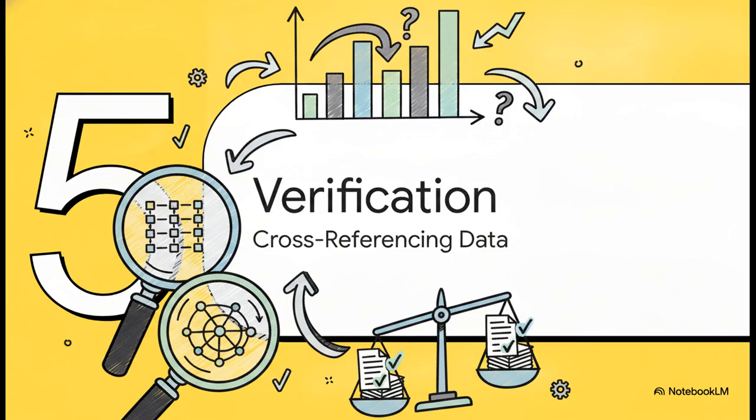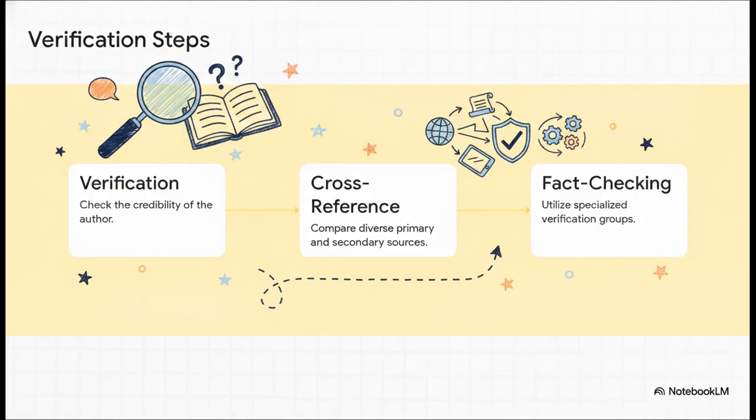Finally, Section 5, verification and cross-referencing. Because this data is incredibly powerful and, let's be honest, easily manipulated, just finding it is only the beginning. You can't ever trust a single source without rigorous corroboration. To build reliable, truly actionable intelligence, investigators stick to a strict 3-step methodology. Step 1 is source verification. You absolutely have to check the credibility and background of the platform or the author. Step 2 is cross-referencing. You must compare that data against diverse primary and secondary sources. And Step 3 is fact-checking, utilizing specialized organizations to actively debunk false claims.